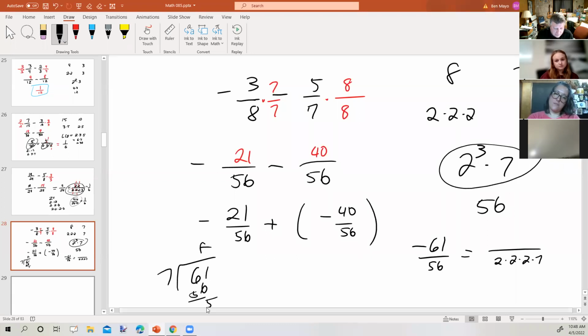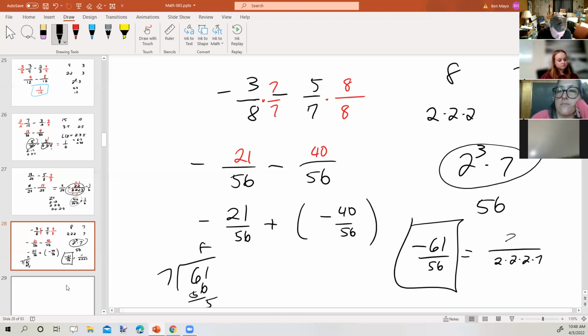So the numerator doesn't contain a 2 or a 7. So even if 61 is not prime, when in fact it is, but even if it isn't prime, it doesn't share a common factor with the denominator. Therefore, it won't reduce, and this is our final answer. In other words, for this thing to reduce, there would have had to be a 2 or a 7 as part of the numerator. Okay.